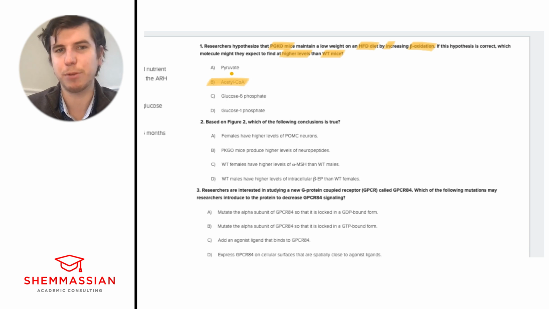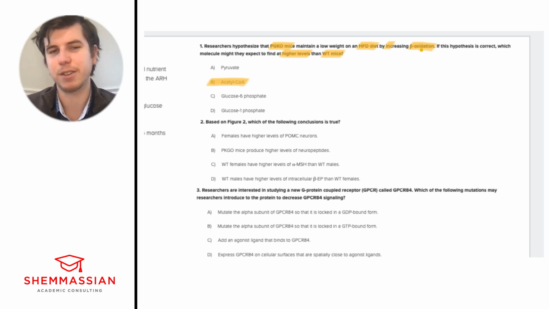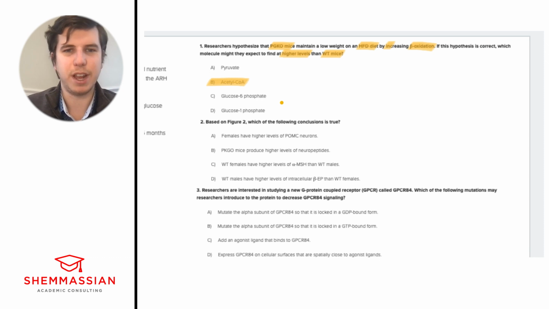Pyruvate, that's going to be our terminal molecule of which pathway? It's going to be glycolysis, so that's going to be carbohydrates. We're talking about the wrong thing. We're talking about fat diets here. Pyruvate is the terminal thing when we have carbs or sugars. Glucose 6-phosphate, one of our things in glycolysis. Glucose 1-phosphate, again, one of the middle molecules in glycolysis. So these are all carbohydrate or sugar-based, so nothing to do with fat or beta oxidation. Acetyl-CoA has to do with both fat and beta oxidation. So B is our only good answer there.